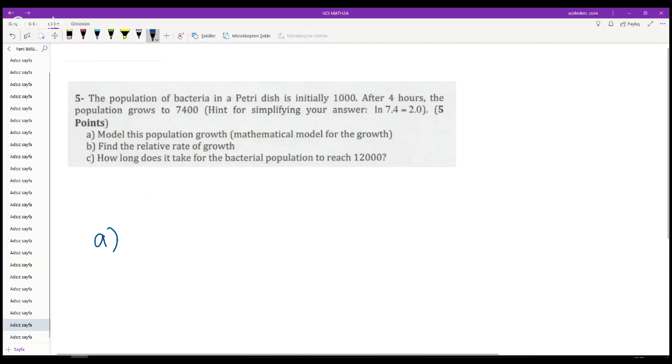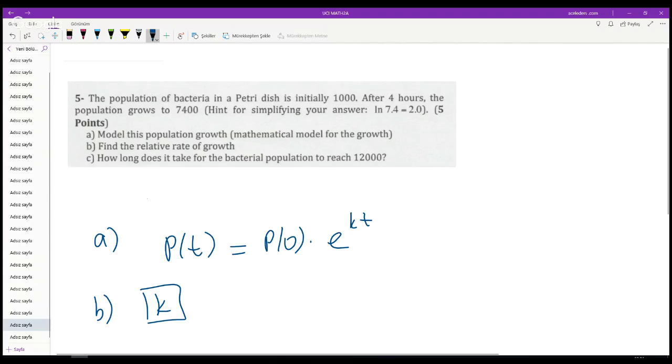What are we going to do? We will write that as an exponential function, right? So we will write population at t equals population at time 0 times e to the power kt. This is the model for population growth. So we need to find the relative rate of growth, which is k, right? In this model, k is the relative rate of growth.